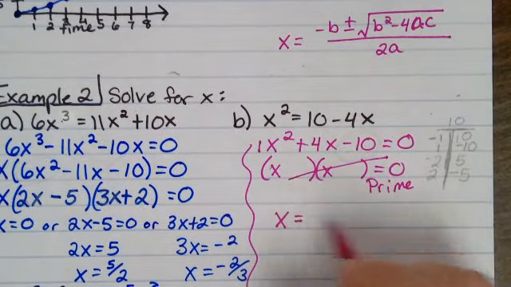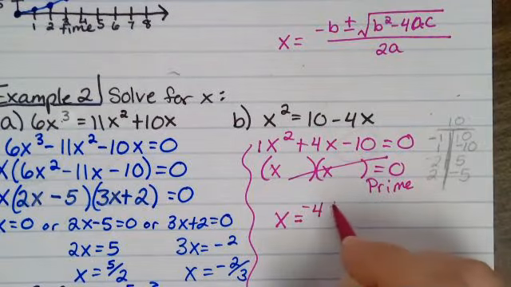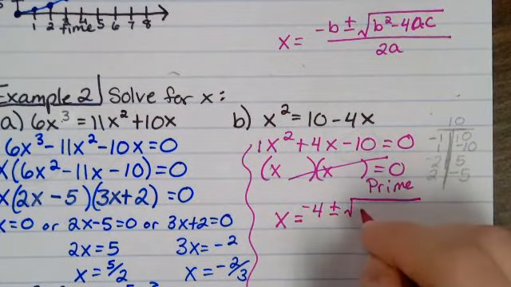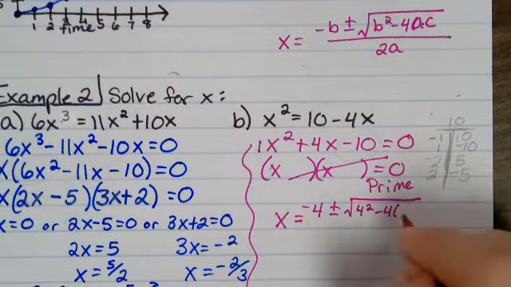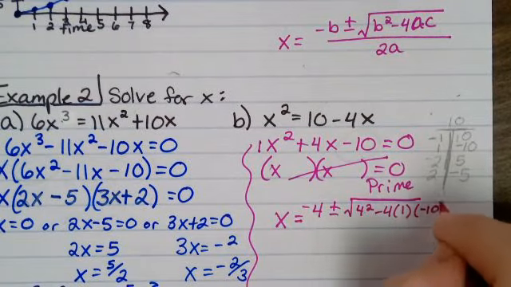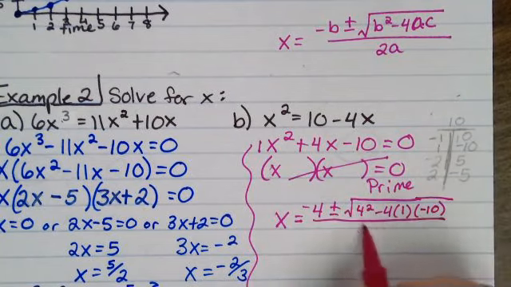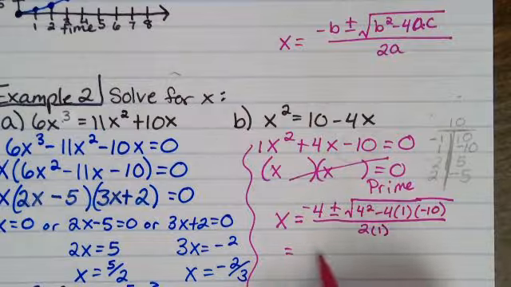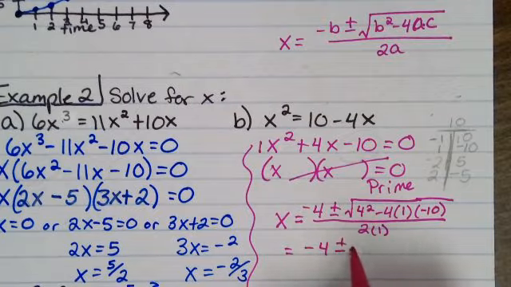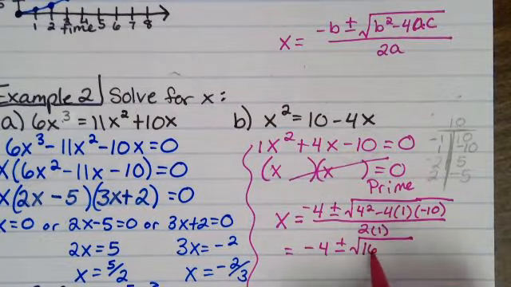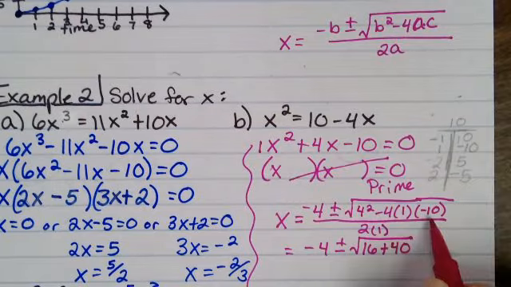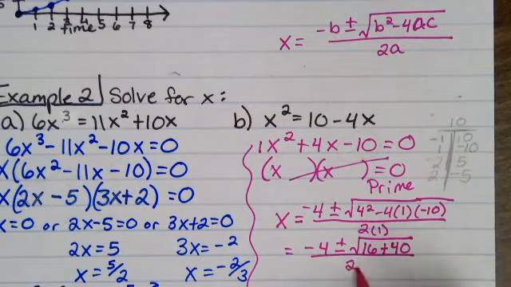So this would be x equals negative b, so negative 4, plus or minus the square root, b squared minus 4ac, so this is 4 squared minus 4 times a times c. Be careful with your signs, guys. All over 2a. All right, this is negative 4 plus or minus the square root. 4 squared is 16. Negative 4 times 1 times negative 10 is a positive 40, because remember that negative times a negative is a positive. And this is all over 2.